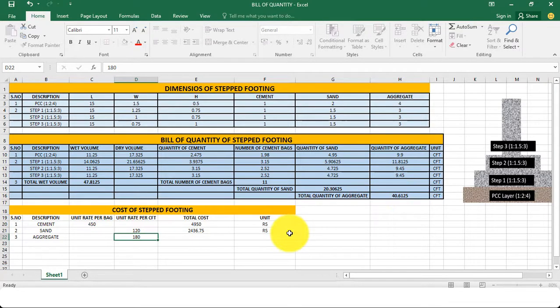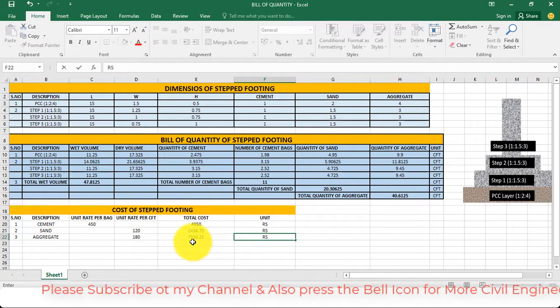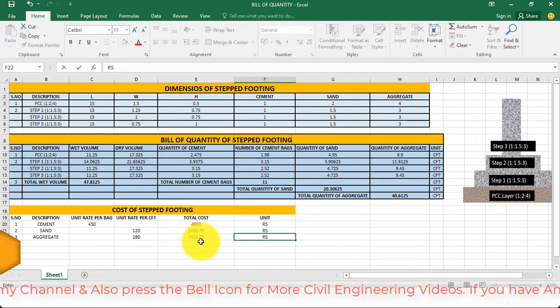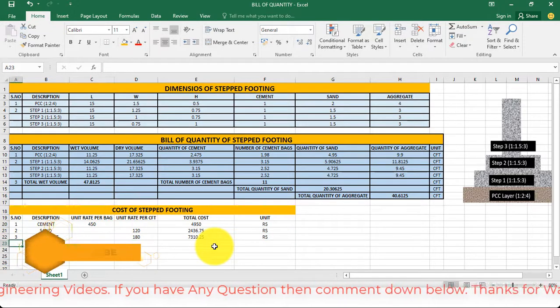So the cost of aggregate is equal to unit rate of aggregate per 1 cubic feet, which is 180 rupees, multiplied by the total quantity of aggregate, and it will become 7,310.25 rupees. So the total cost of coarse aggregate is equal to 7,310.25 rupees. Next is I have to calculate the labor cost.